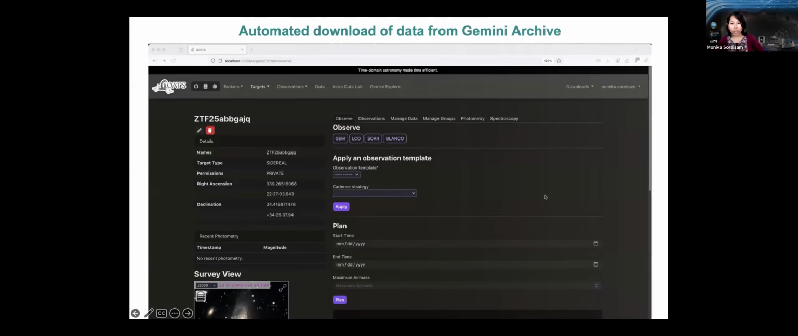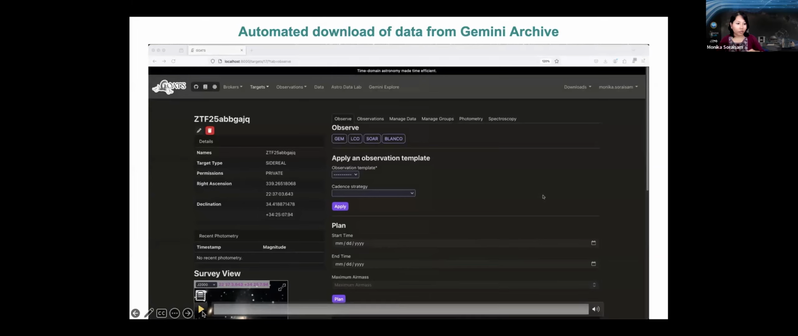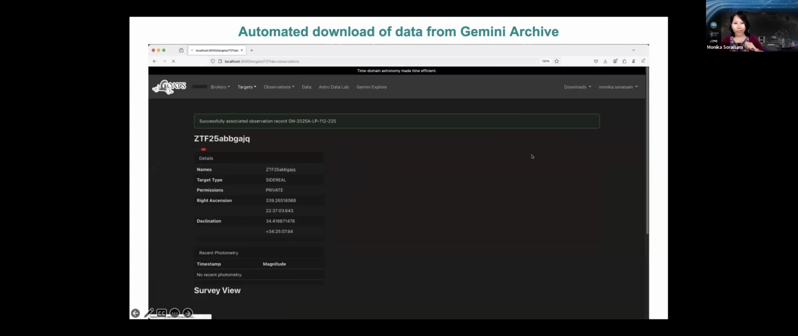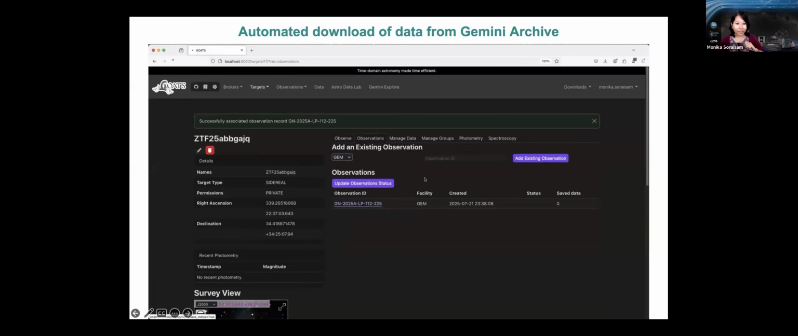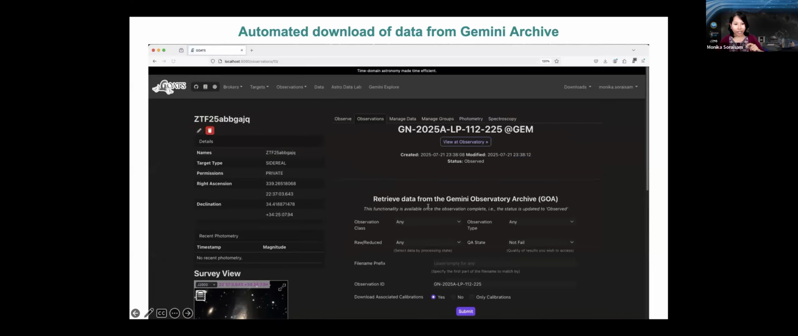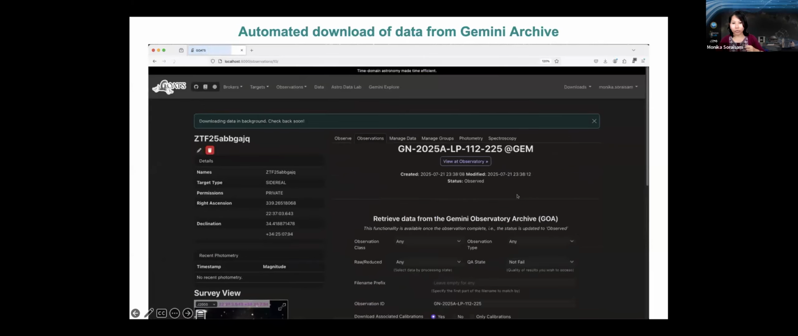And here, I'm just giving a preview of the test program that I showed previously, how it appears on Explore. All right. One also doesn't need to leave the Goats interface to retrieve data from the Gemini archive, so it can all be done automatically, as is shown in this movie. So for this supernova, I'm adding an observation ID. I think this is Dave's program. So the status of this is completed, and then just hitting that submit button, all the data of this observation ID will be downloaded on Goats, and the nice thing here is that it happens asynchronously in the background, so users can do other tasks in the meantime.